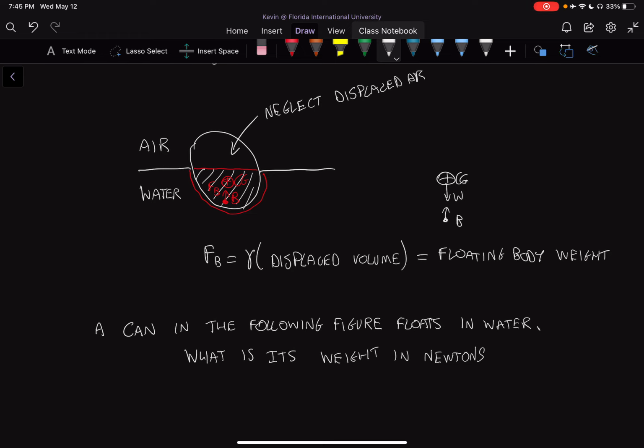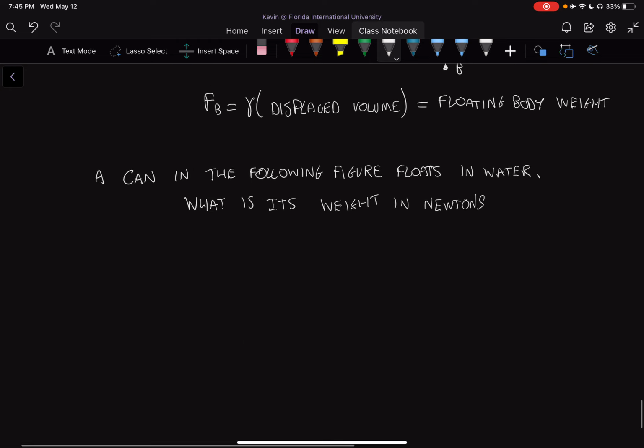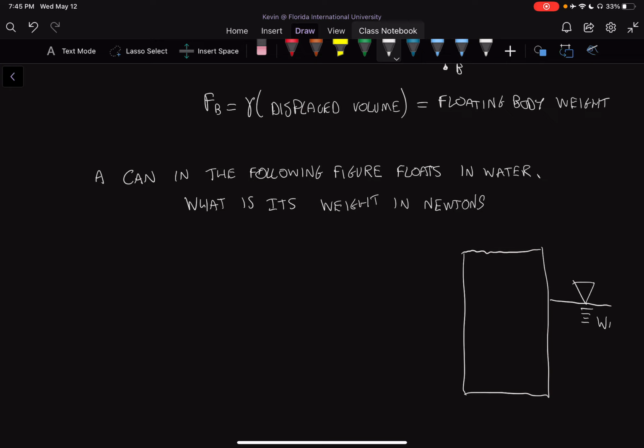So we have a can in the following figure, which I'm going to show you in a second, floats in water. What is its weight in newtons? So we have this figure. The figure looks something like this. So we have the can, and the can is in a receptacle of water, and here we have our symbol for the surface. And under the surface we have water, and above the surface we have air. This is our can.